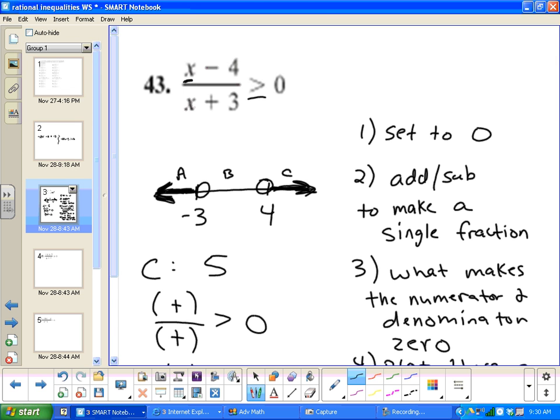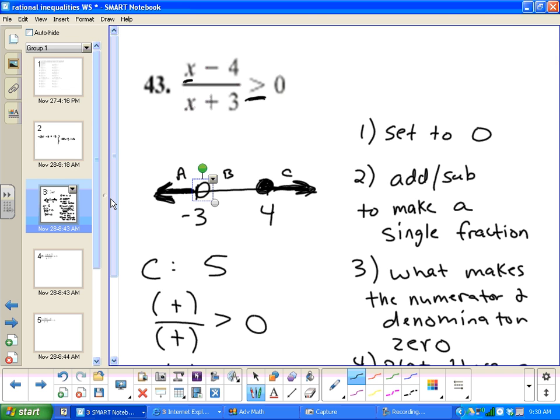So that would look like this. We could close up the 4, but we could never close in -3 because that makes it undefined. Even though this says greater than or equal to, can't do it. Can't include anything that would make it undefined.